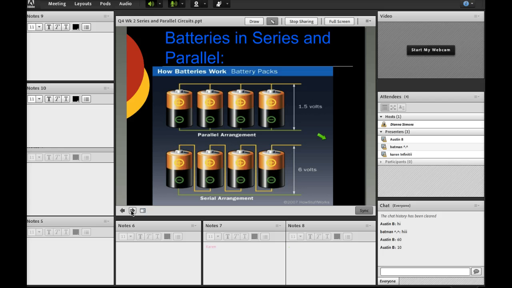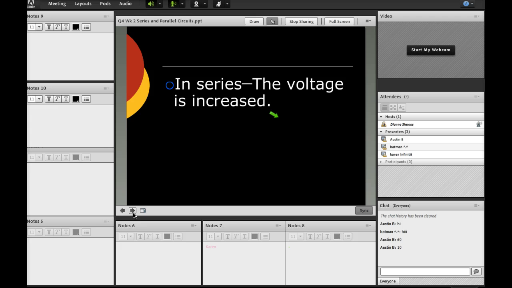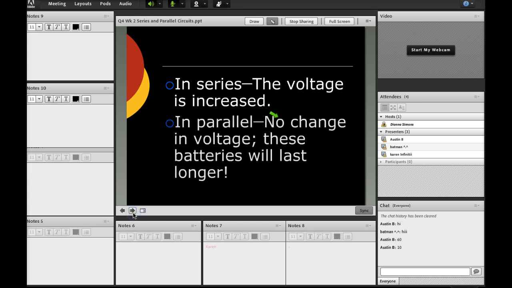Batteries in parallel means that you have less voltage than you would if they were in series. In parallel means negative to negative and positive to positive. In series means negative to positive, negative to positive.